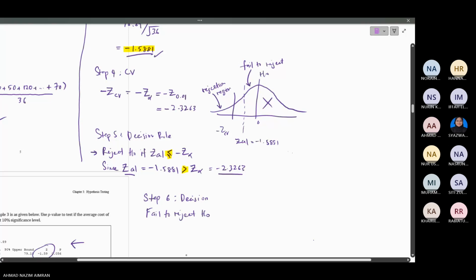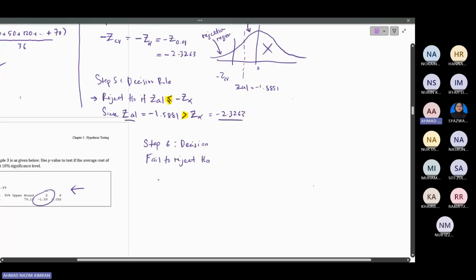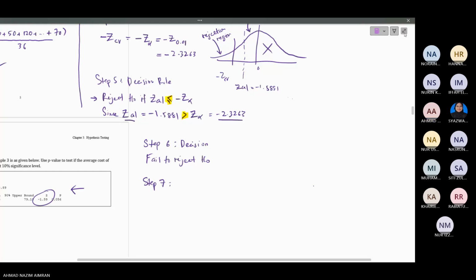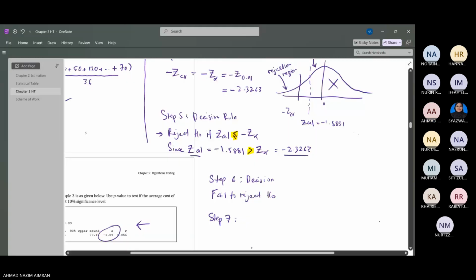And the last step is to draw a conclusion. So what is the conclusion, anyone?